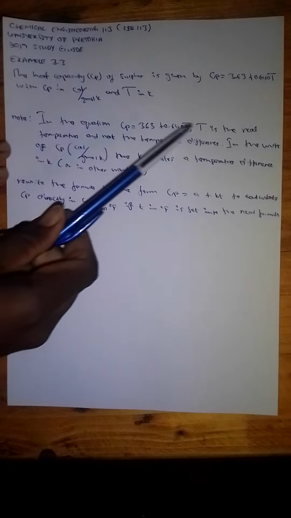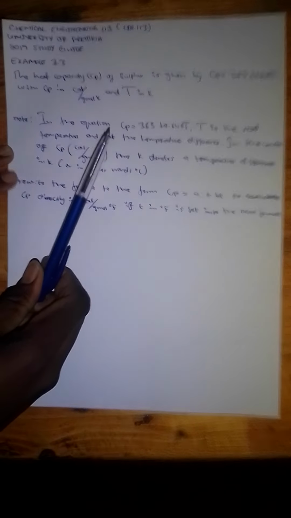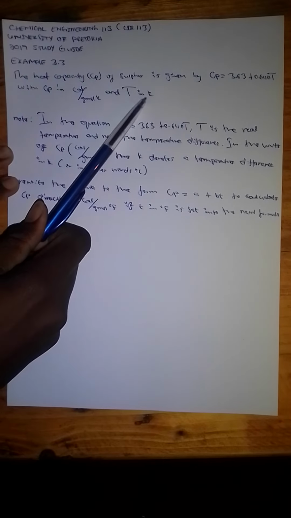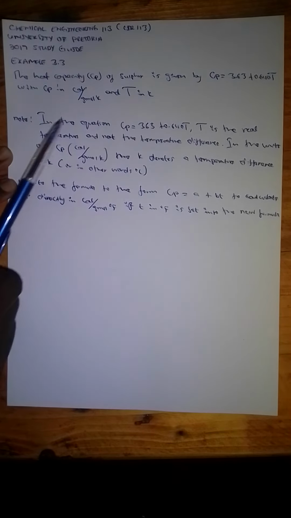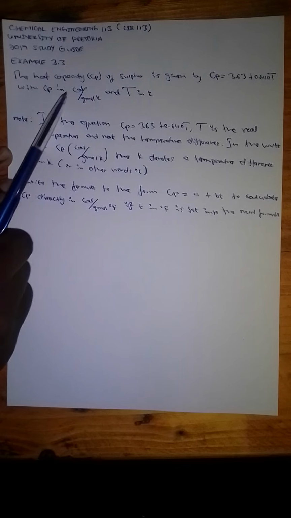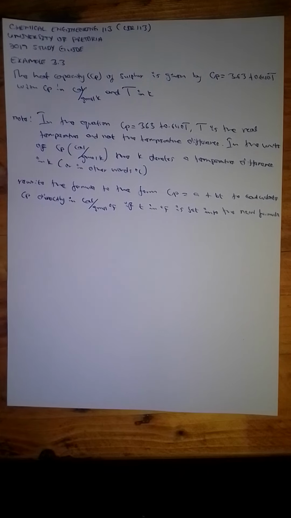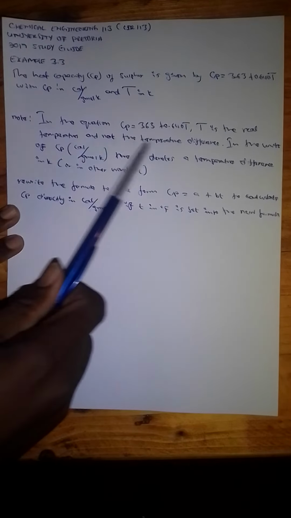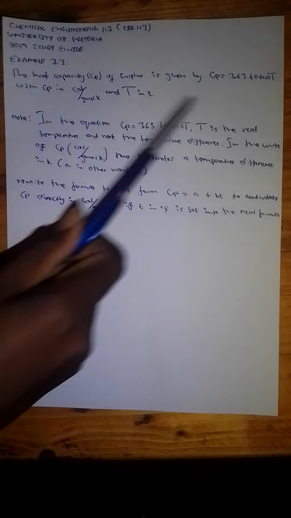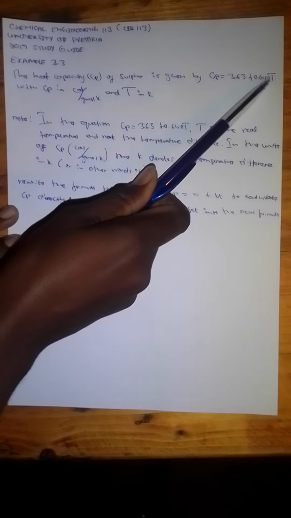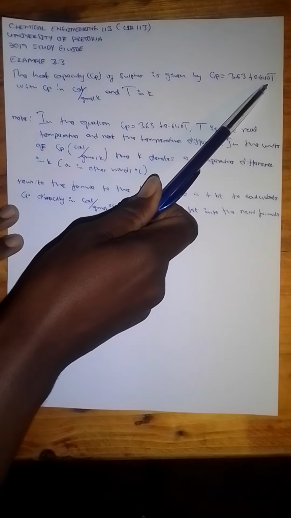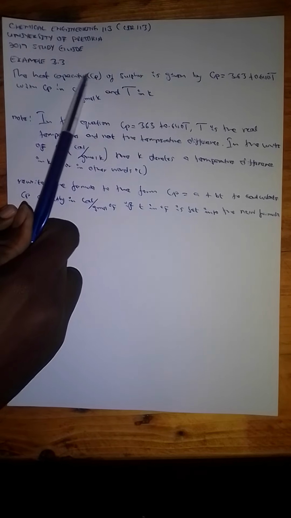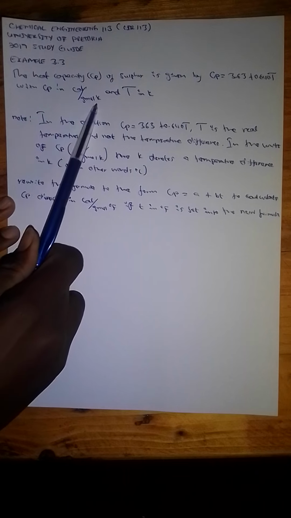We have an equation here, an empirical equation, and in this equation, we know that the T is in Kelvin, and the units of the Cp is in calorie per gram mole Kelvin. They are highlighting that T is the real temperature and not the temperature difference. So there are two temperatures in this. We have the real temperature T in the equation, in Kelvin, and we also have the temperature difference, which is also in Kelvin.